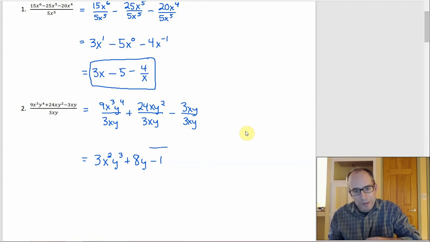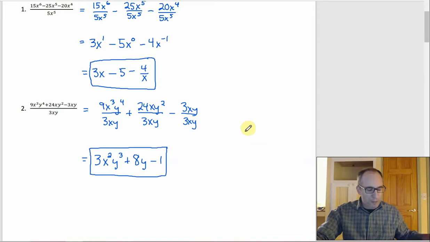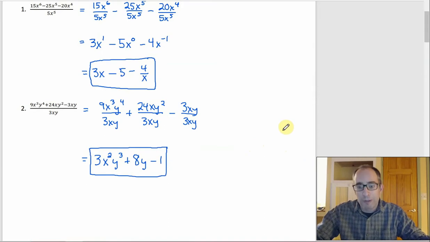So what we're going to end up with is 3x squared y cubed plus 8y minus 1. All right. That's pretty much it if you're dividing a polynomial by a monomial.